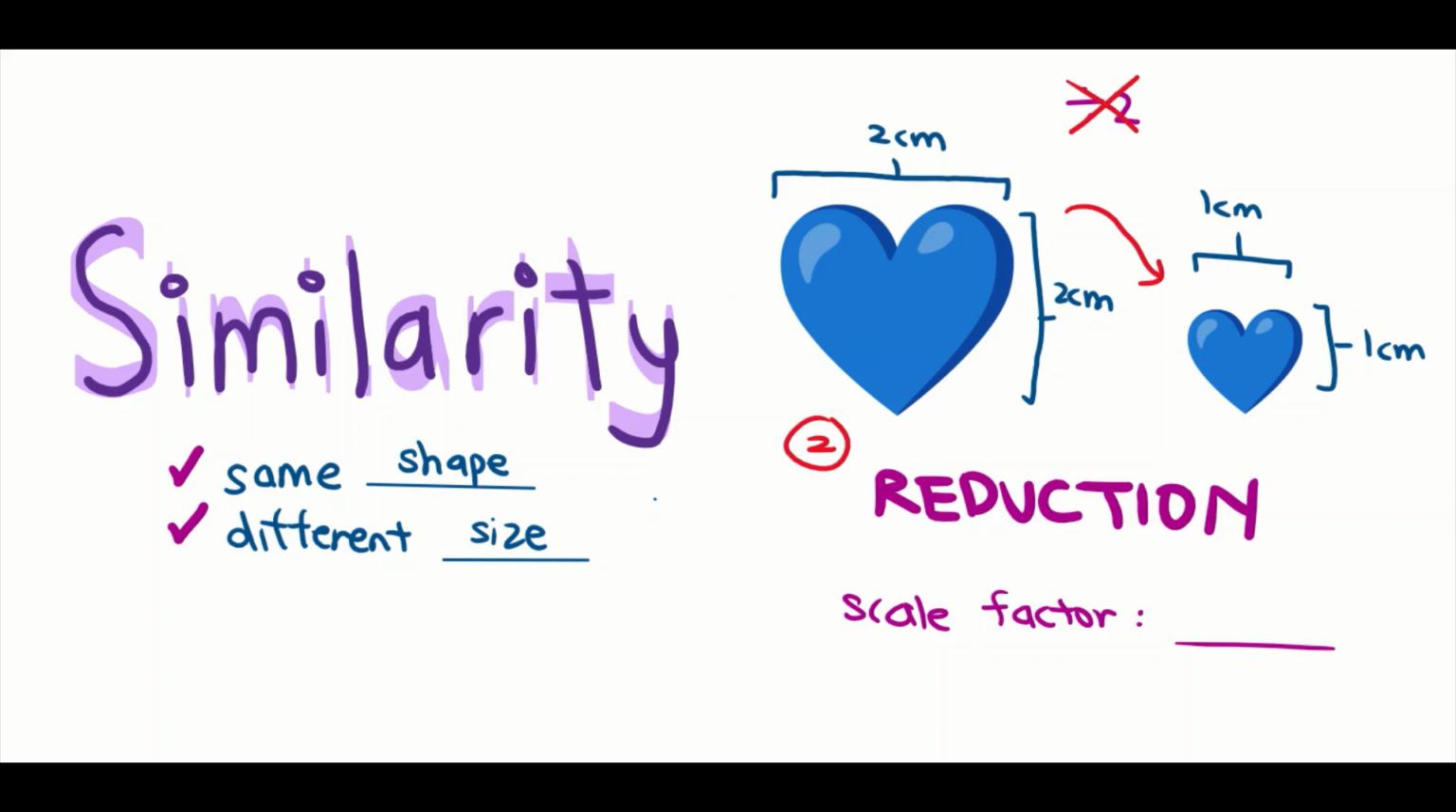But we cannot say that, because scale factor is a multiplier. So what do I multiply the big heart by to get the smaller heart? I'll multiply by the fraction half. 2 times half will give me 1. Hence, the scale factor would be half.